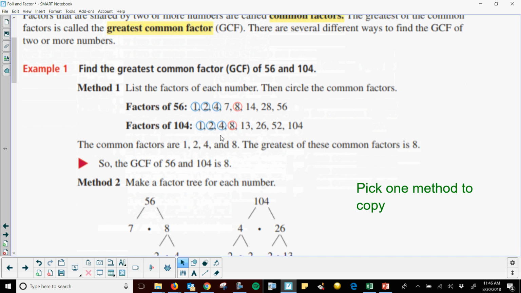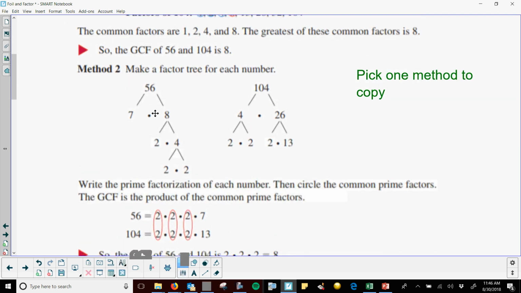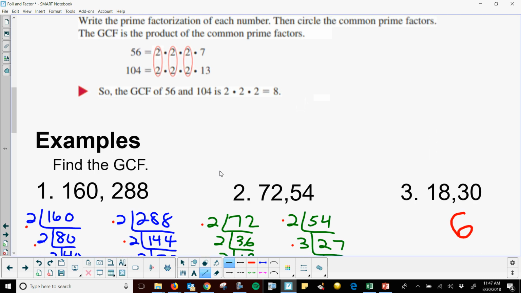Which is what they did, but they used the factor tree, and I really don't like the factor tree because, first of all, it could get a little disorganized. They did 7 and 8, and 4 and 26, and broke these down. But what happens if I need to break this down and then break this down, and then I get this number right here that's no good? So I like our method a little bit better.